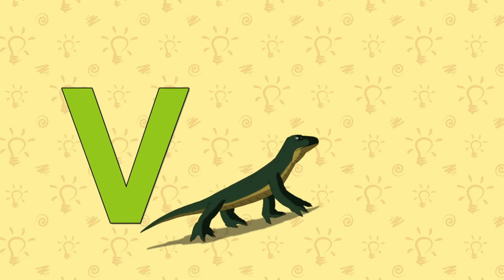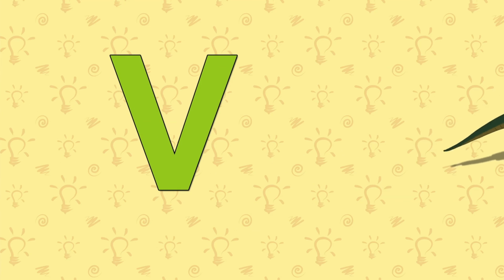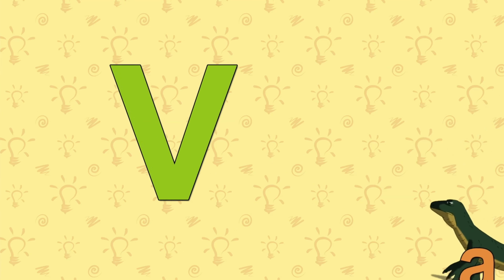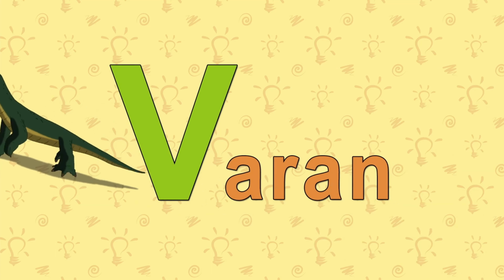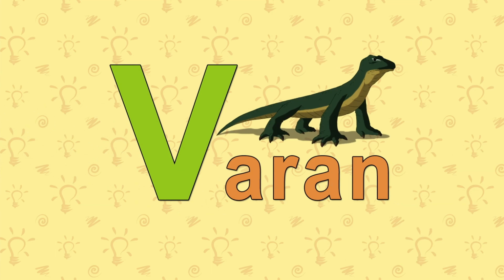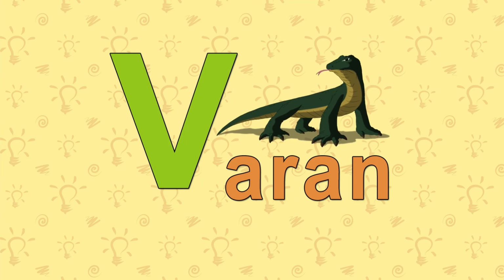Children, this is alphabet V. V for varan. Say after me. V for varan. Let's repeat. Once again. V for varan. Very good.